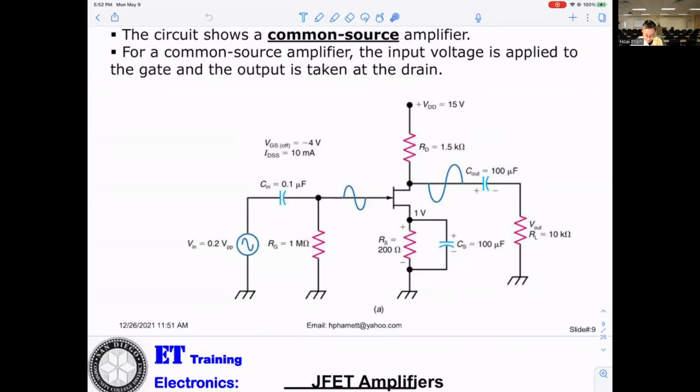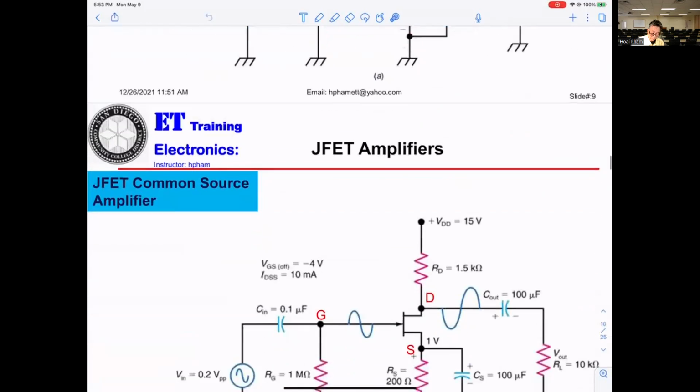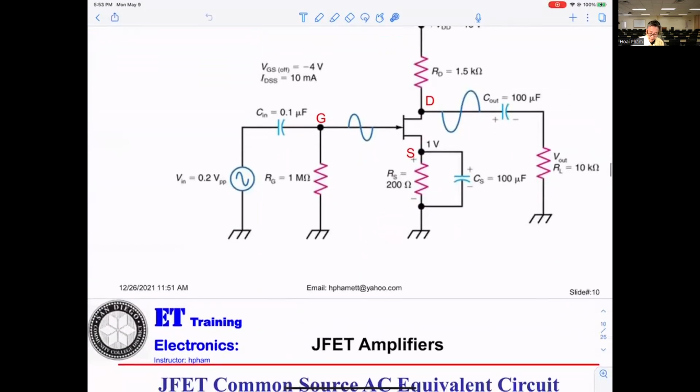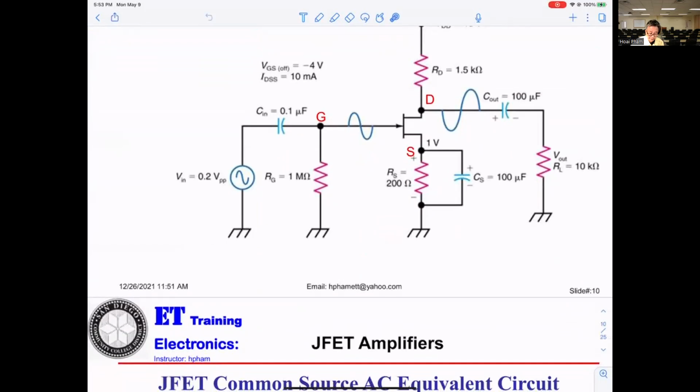Normally you will see, if I look at the output impedance, there will be this resistor and this resistor in parallel. In this case, we get a load of 10 kilo ohm.